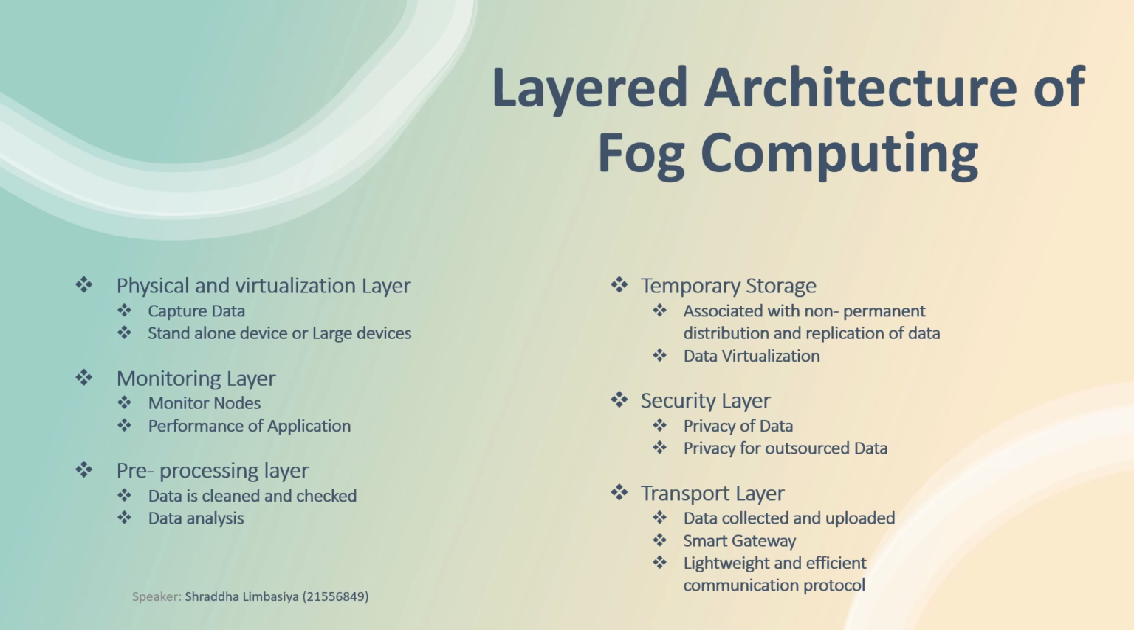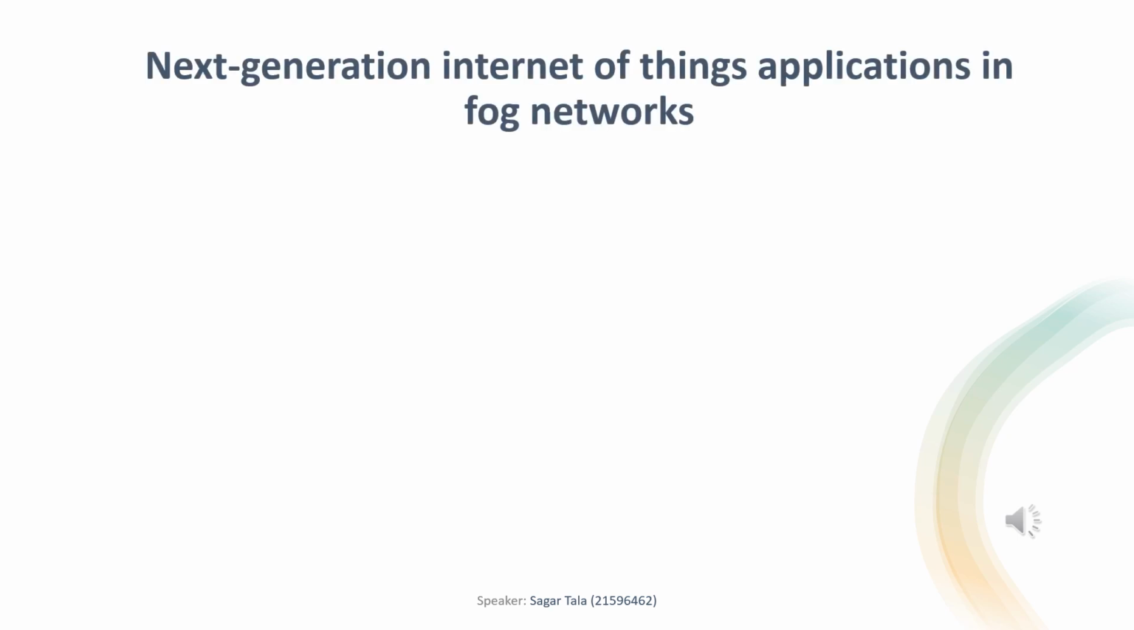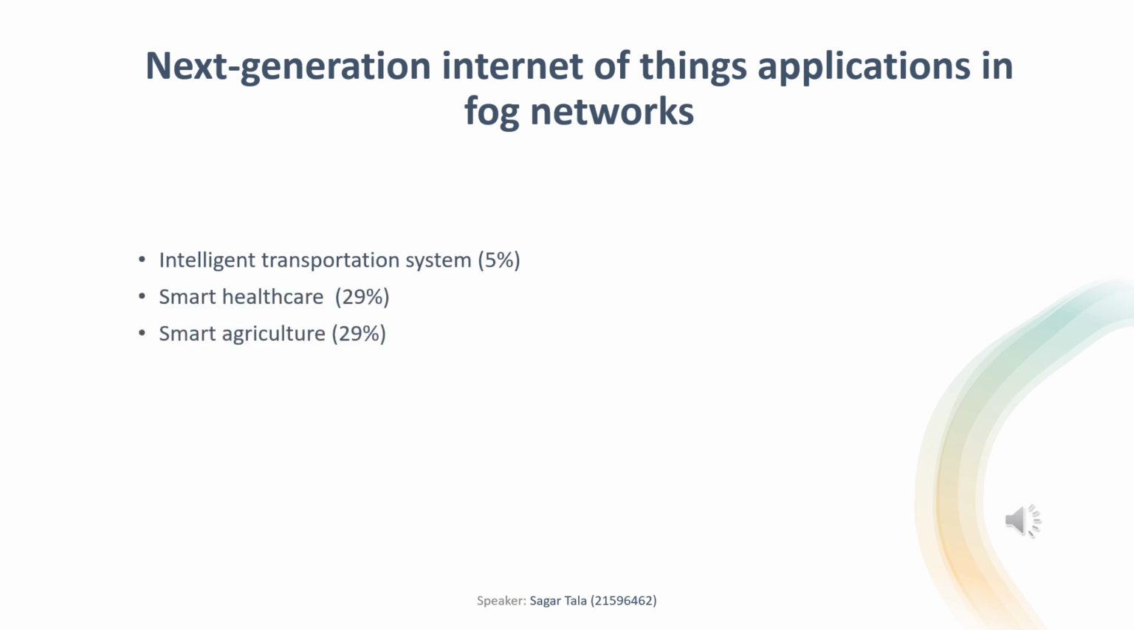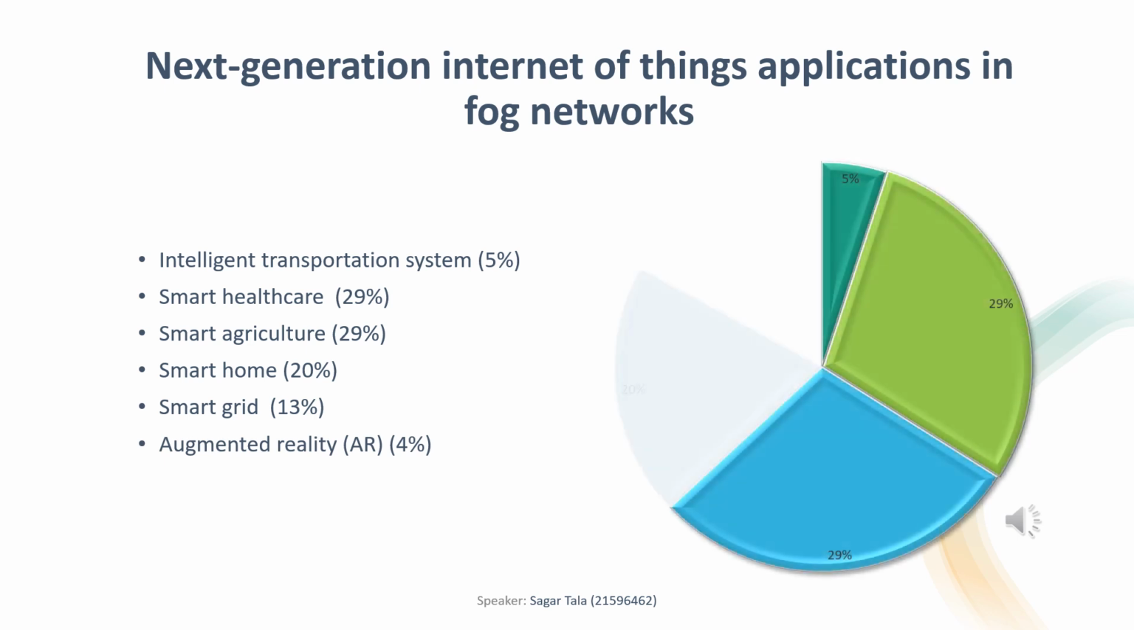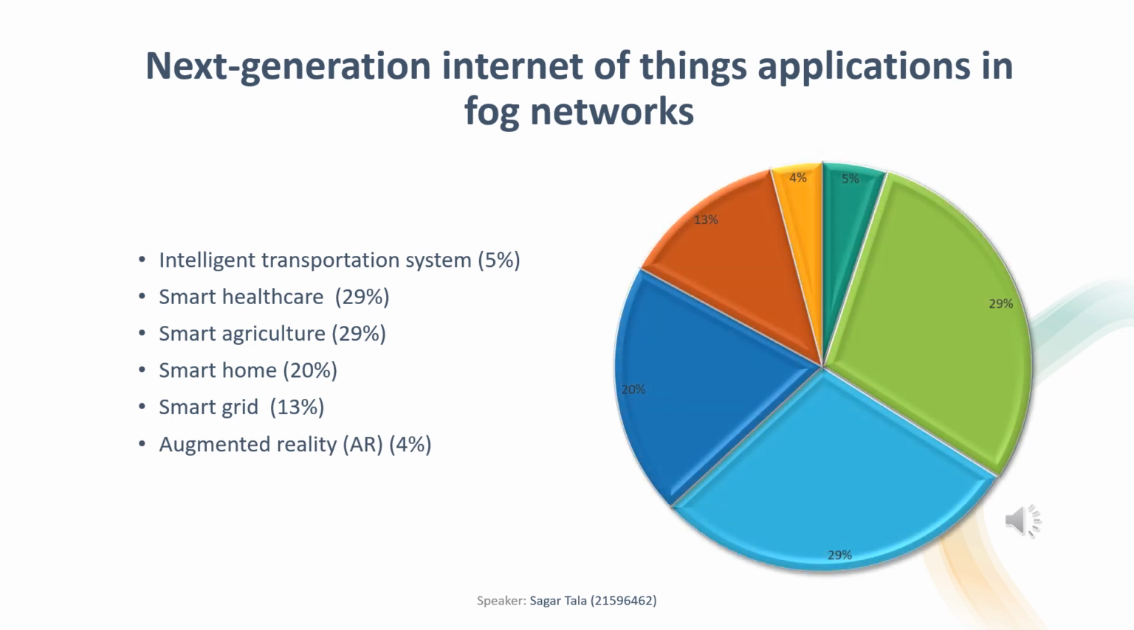Turning our attention now to next generation Internet of Things applications in fog networks: intelligent transportation systems, smart healthcare, smart agriculture, smart homes, smart grid, augmented reality. Smart home. As an example, imagine a smart home that uses IoT devices such as thermostats, cameras, and door locks.